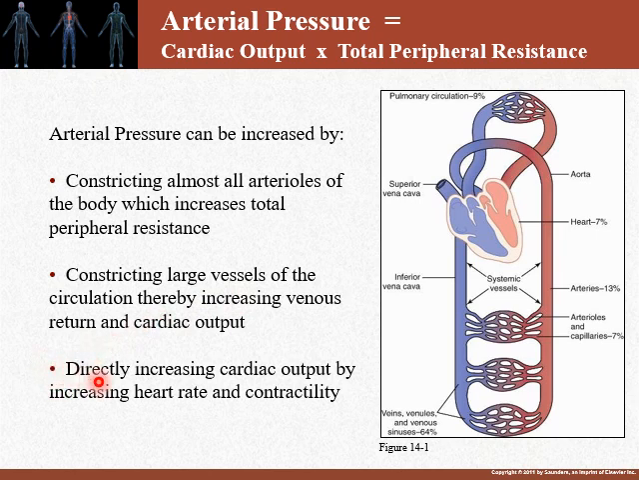The third way to increase arterial blood pressure is by directly increasing cardiac output, working on the heart. The sympathetic nervous system can increase the heart rate as well as the contractility of the heart. When we increase heart rate and contractility, we increase cardiac output, because cardiac output of the heart equals heart rate times the stroke volume.